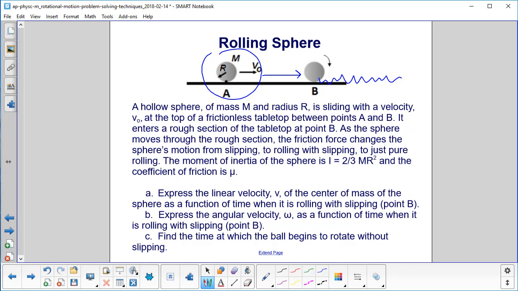Express the linear velocity of the center of mass of the sphere when it is rolling with slipping. So that's right at point B. What happens when it gets to point B?